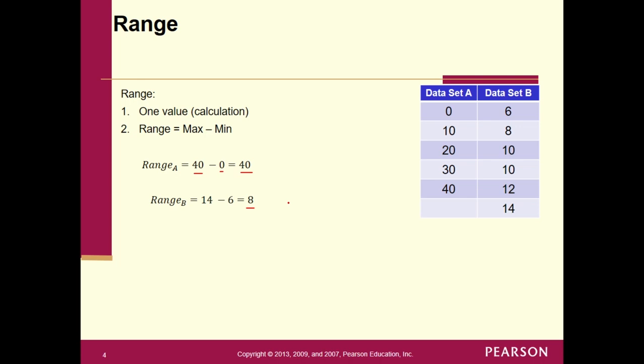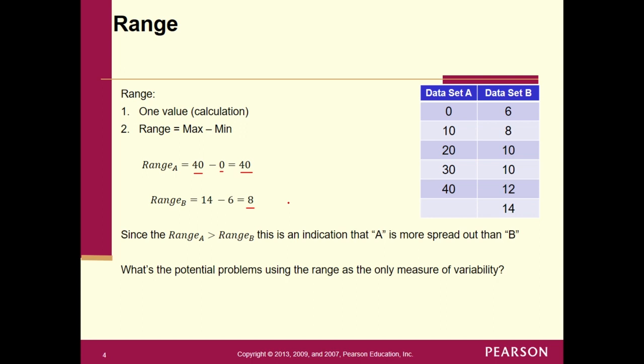Do you see any potential problems in using the range? Since the range for data set A is greater than B, this is an indication that A is more spread out than B. That's sort of an obvious statement. If you have two data sets and one has a higher measure of variability than the other, then the one with the higher measure is more spread out. Now, what are the potential problems using the range as the only measure of variability?